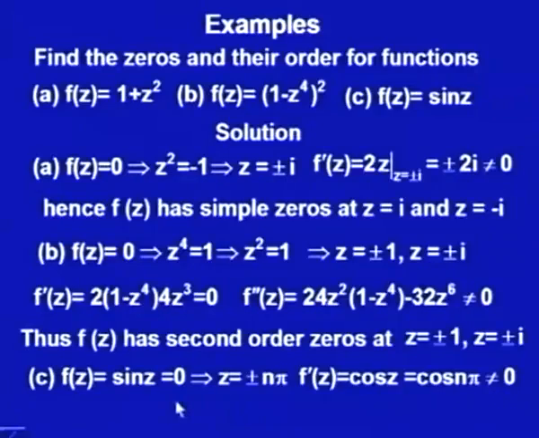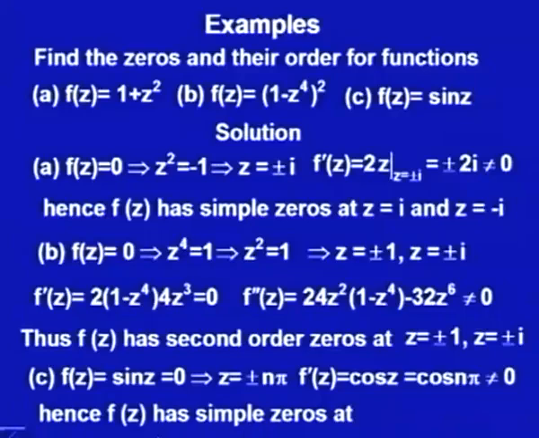So, what we are having is that all these points plus minus n pi for n equal to 1, 2, 3 and so on, and even for 0, they are zeros of the function sin z, and all of them are simple zeros. So, f z has simple zeros at z equal to plus minus n pi for n equal to 1, 2, 3 and so on.